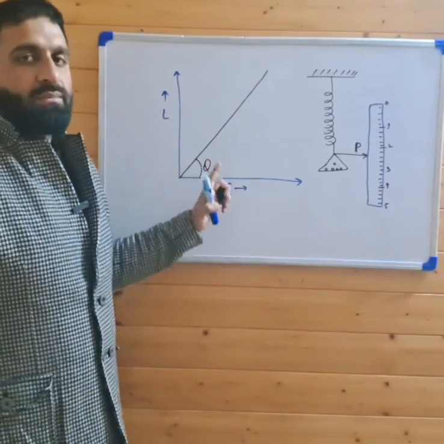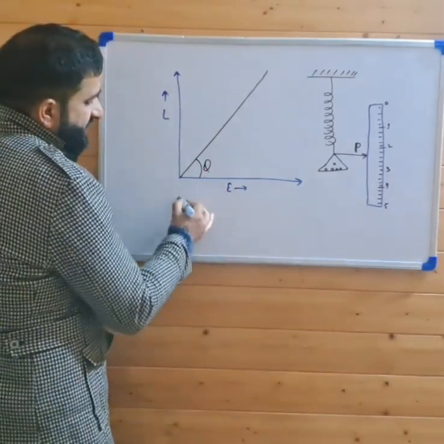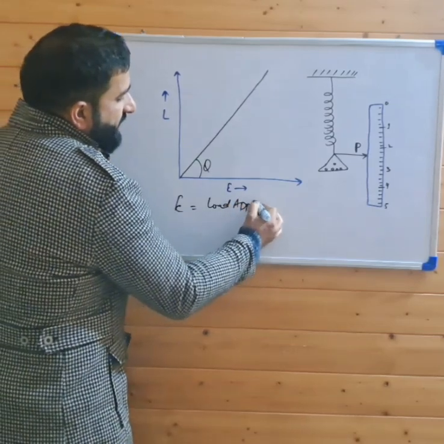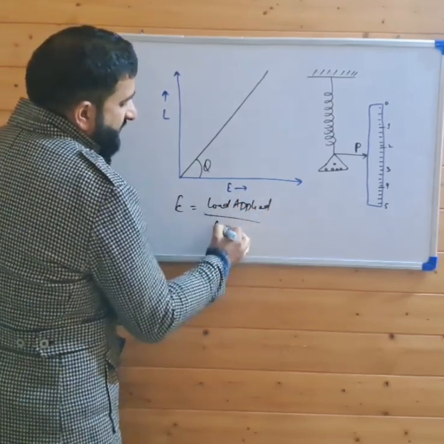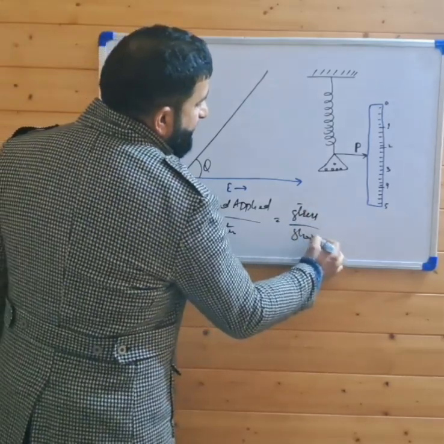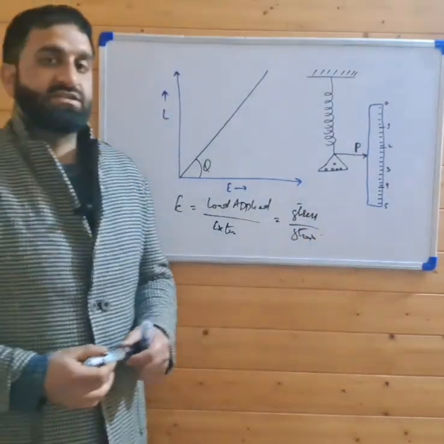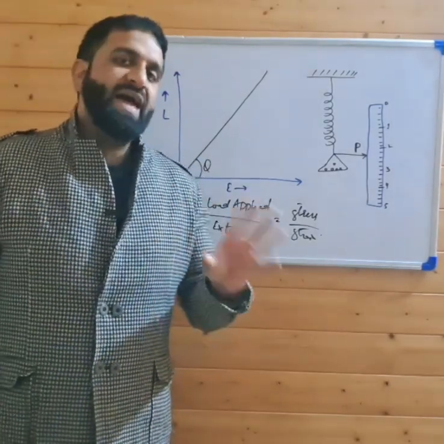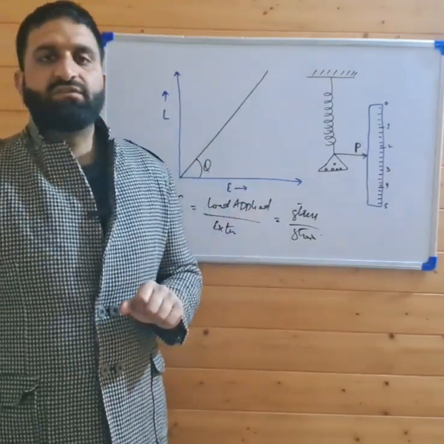The slope of this curve gives us the modulus of elasticity. So E is equal to load applied by extension produced, and that is equal to stress divided by strain. As there is direct proportionality, we are having a straight line, and the slope of that graph gives us the modulus of elasticity.